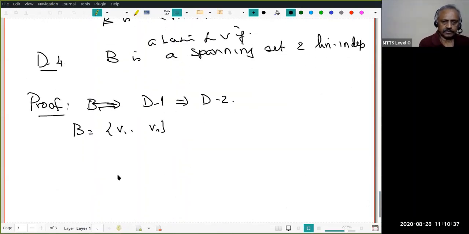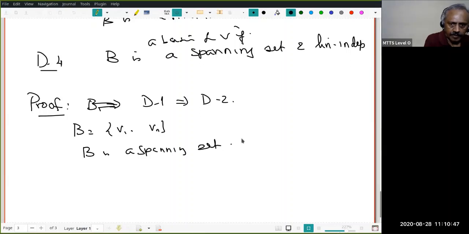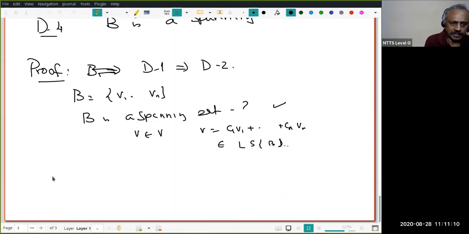Now the first thing: is it clear that B is a spanning set? That's clear because what does it say? Give me any vector V in V, then V is going to be a unique linear combination of C1 to Cn. What does this mean? This belongs to the linear span of B. Therefore, it's a spanning set. This is clear. Next thing is I want to prove it's minimal.